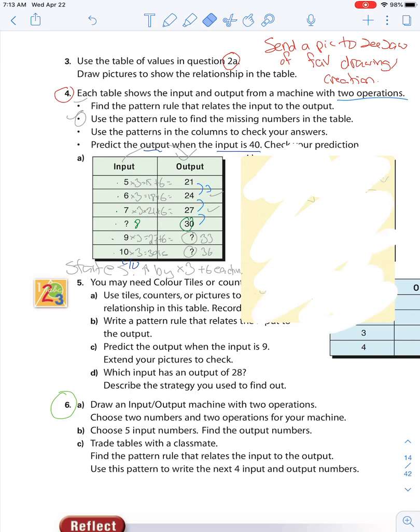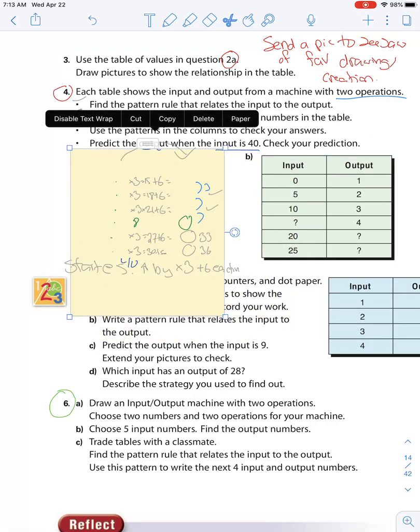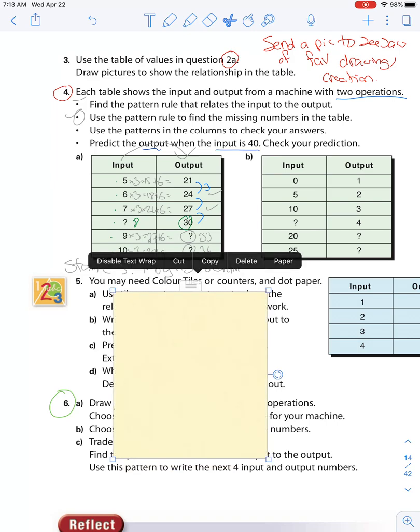Okay, next one is, I'm just gonna move this guy over here. Come on, let me move you. There we go. Ugh, okay, I'll move it down here.